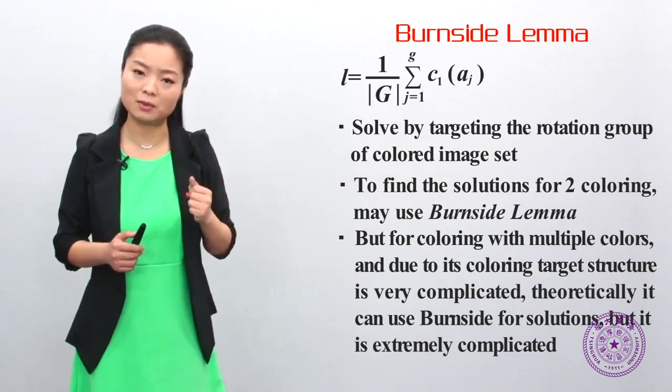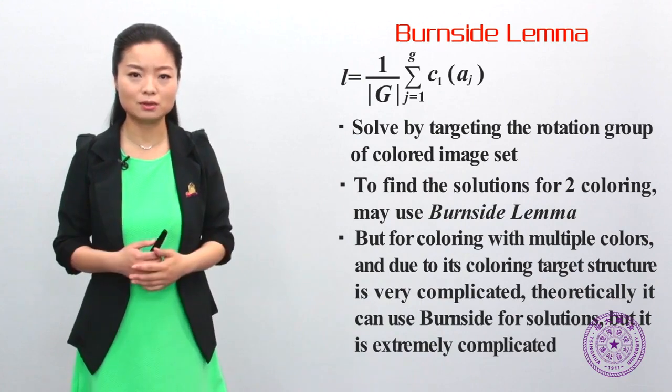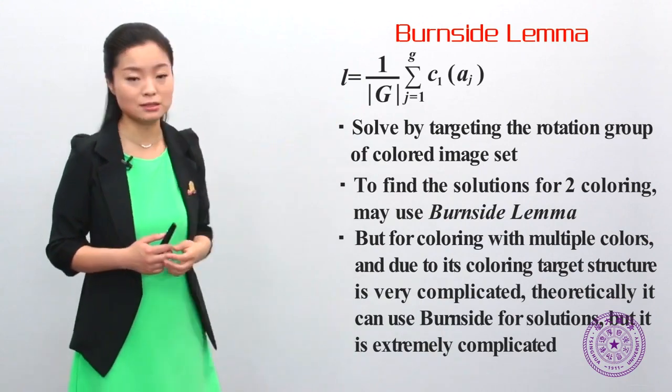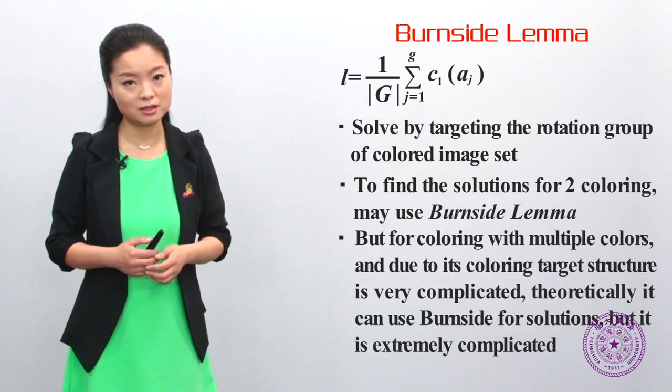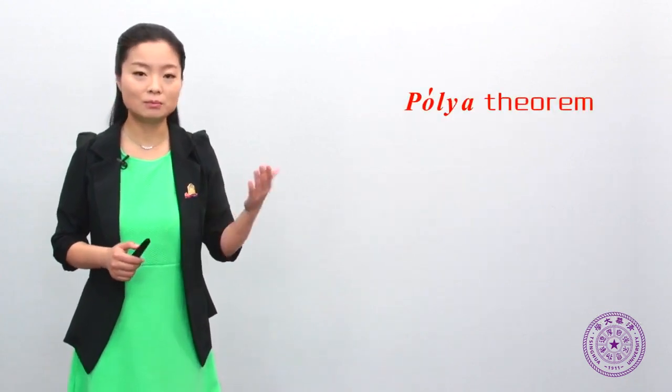Therefore, maybe we can change the way we think. Do not start from the coloring image set. Is it possible to use some other path? In the following section, we are going to talk about Pólya's counting theorem.